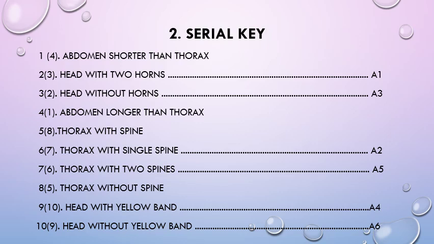Now move on to number 9, head with yellow band and head without yellow band. Here you can see 10 is written with 9 and 9 is written with 10. It means that these both relate to each other and it's one couplet. So if your organism has a head with yellow bands, then it belongs to species A4, otherwise it belongs to species A6.